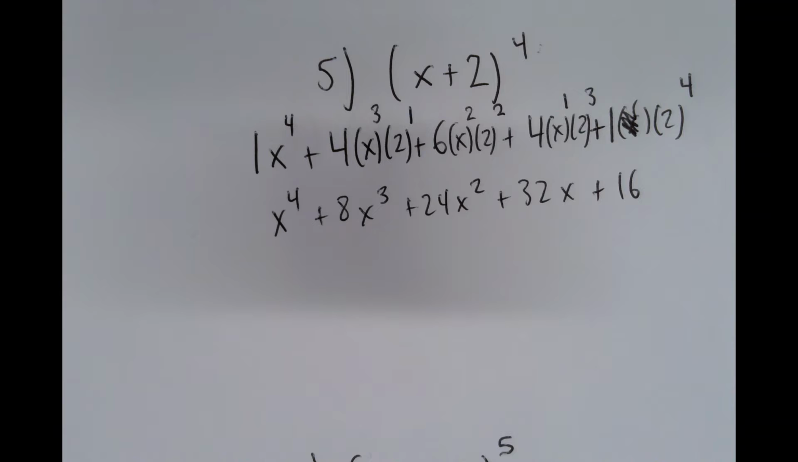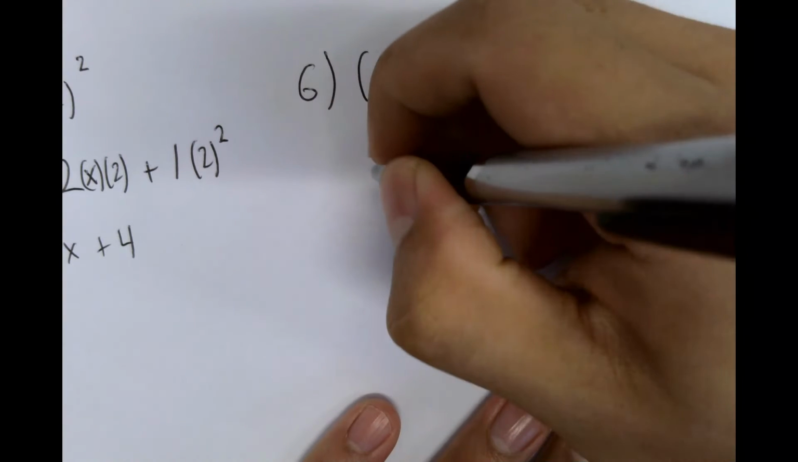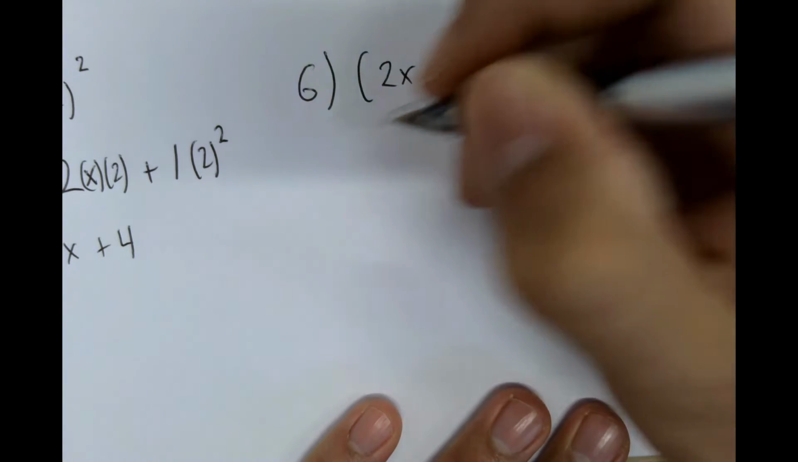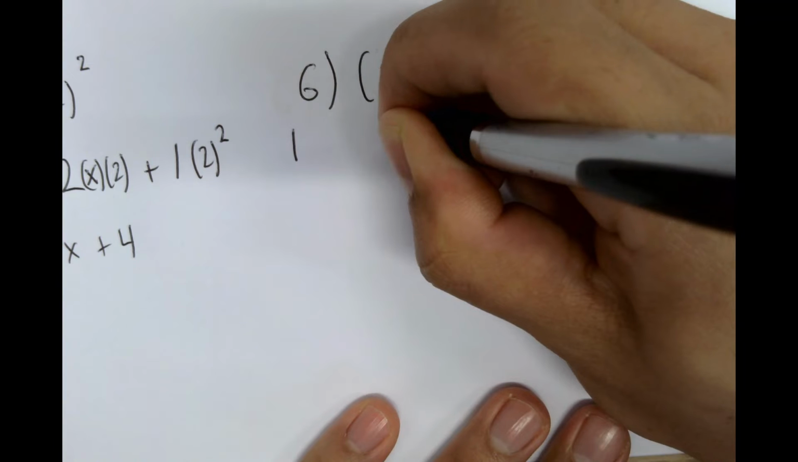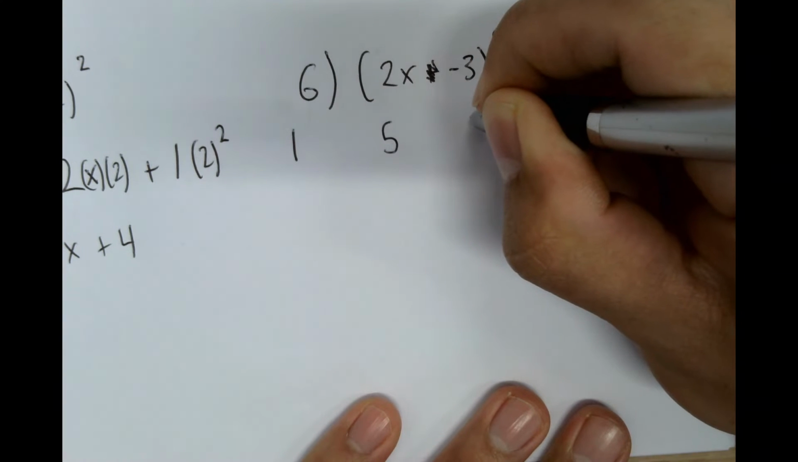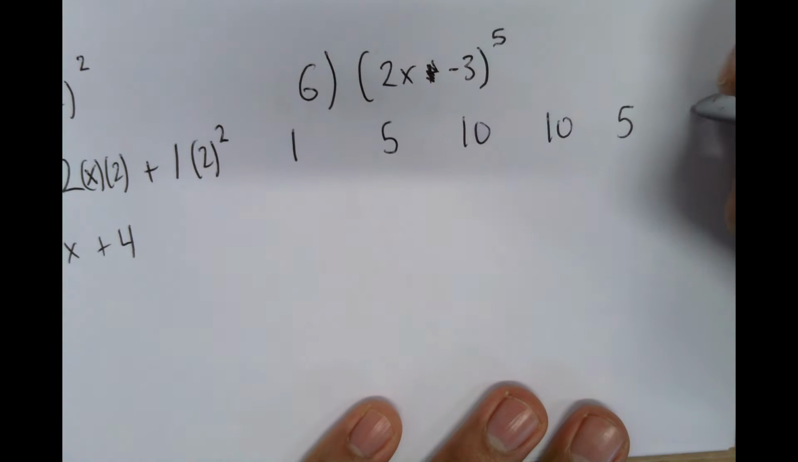Okay, so for the next one, it is a little more difficult because we will have to put numbers in our calculator, unless you can do a lot of calculations in your head. Okay, so this one, again, we're going to do the first term. So it's going to be, okay, hopefully I memorized it. 1, 5, 10, 10, 5, 1. Okay.